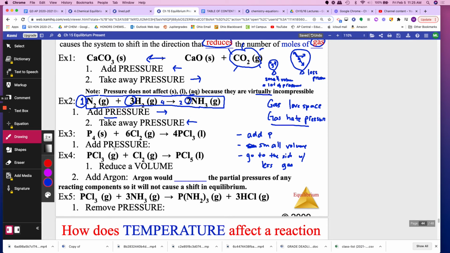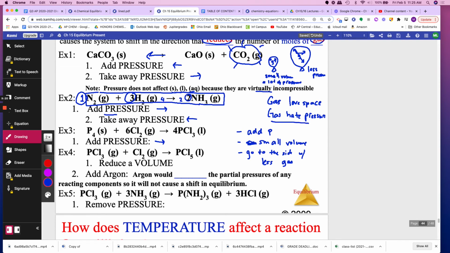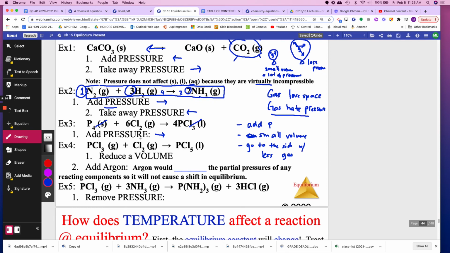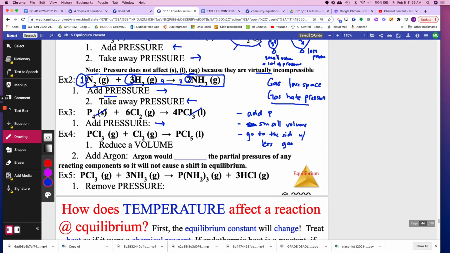Okay, so if you add pressure on example 3, it's going to go to the side with less gas. So it's going to go to the right. Okay, ignoring the solid and the liquid. They need to be there, but you don't consider them when seeing what happens when you add pressure. Okay, now you want to reduce the volume. Reduce the volume means small container. That's the same as adding pressure. Okay, if you're adding pressure, you're going to go to the side with less gas. So it's going to go to the right.